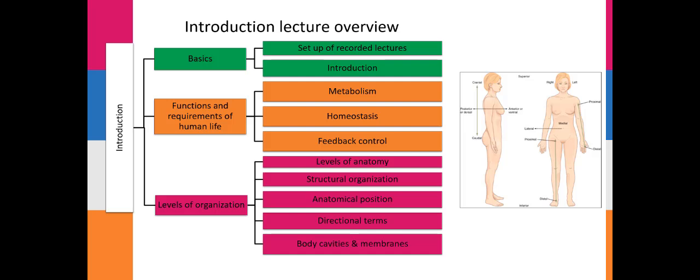Basically, this is the name of the lecture, and then color-coded, you have three different main sections, right? The first one is basics, the second one is functions and requirements of human life, and the third one is levels of organization.